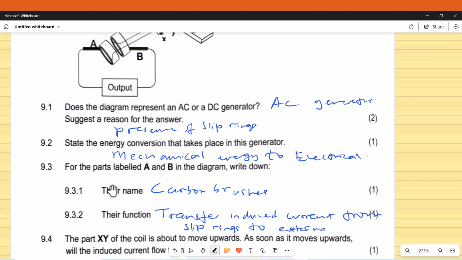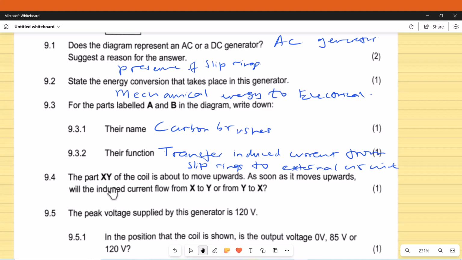Now, the external circuit could be a light bulb, anything. Okay. All right. Next question here, 9.4. The part XY of the coil is about to move upwards. As soon as it moves upwards, will the induced current flow from X to Y or from Y to X?